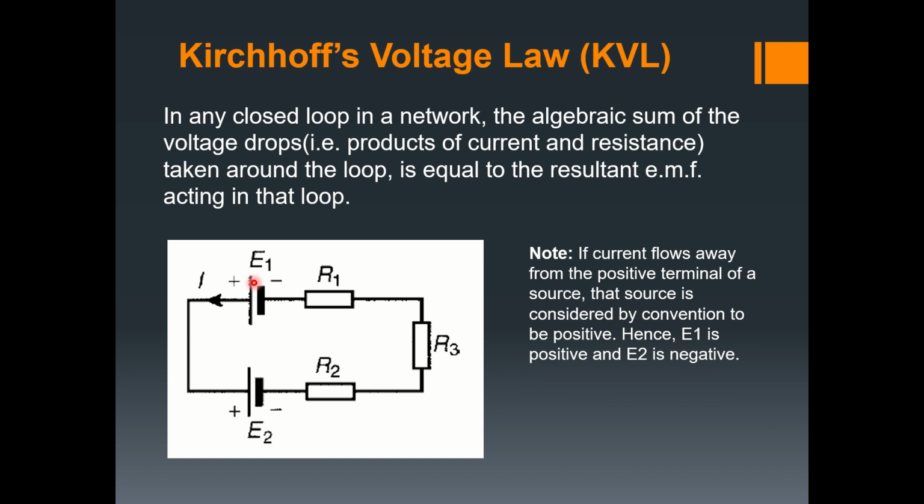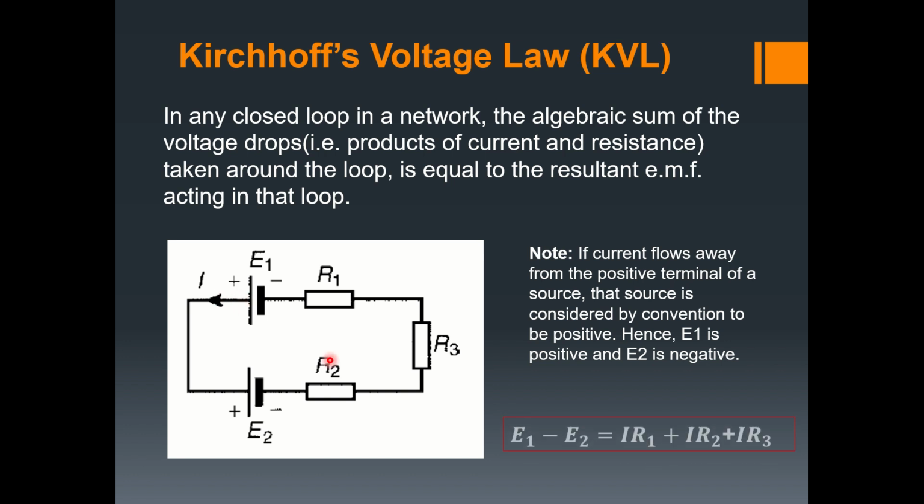Now, in a cell, the longer arm is the positive terminal. So current flowing away from the longer arm is considered to be positive, right? So if that is true, it means that in this circuit, E1 is positive, while E2 is negative. Why is E2 negative? Look at E2, you can see that the current is flowing towards the positive terminal. So it will be negative. But if it's flowing away from the terminal, then it's positive.